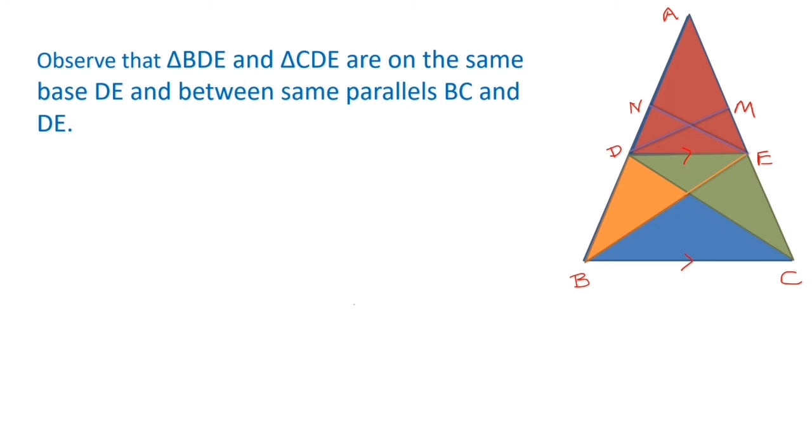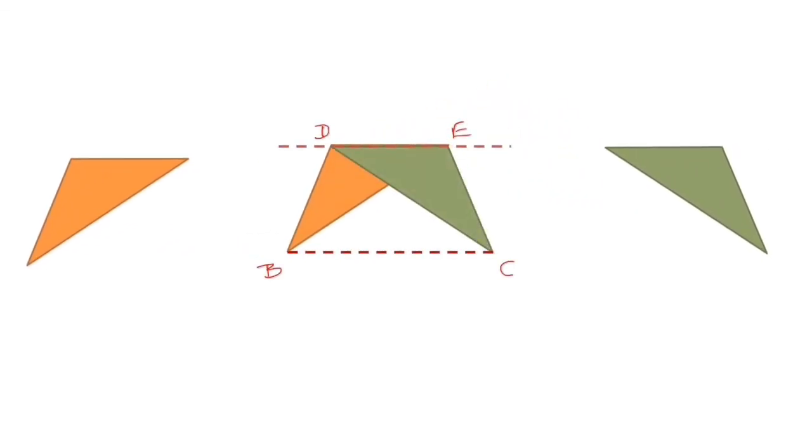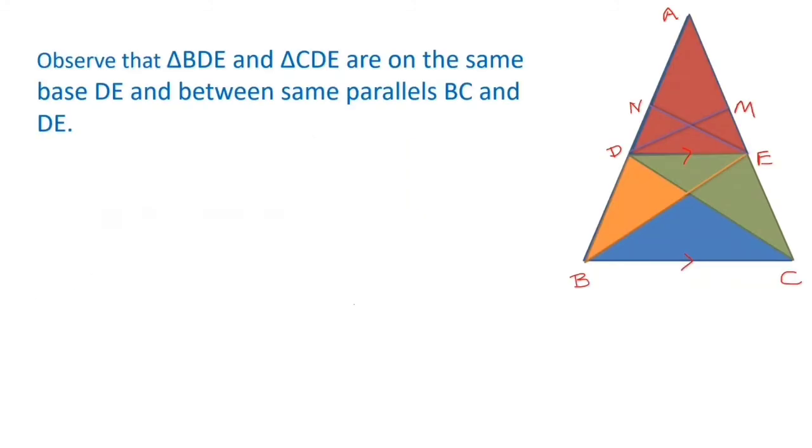Now observe these two triangles BDE and CDE. These are on the same base DE and between the same parallels BC and DE. See this, area of triangle BDE and area of triangle CDE, these both are between the same parallel lines having equal base, then area of triangle BDE is equal to area of triangle CDE. Let this one be the third equation.